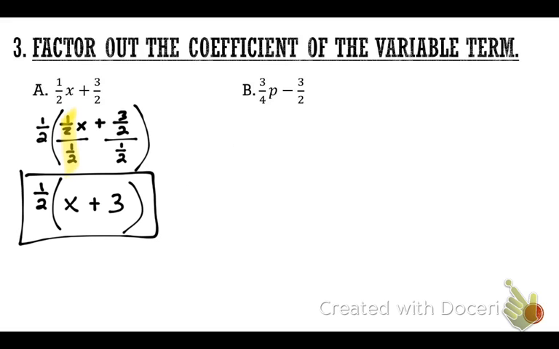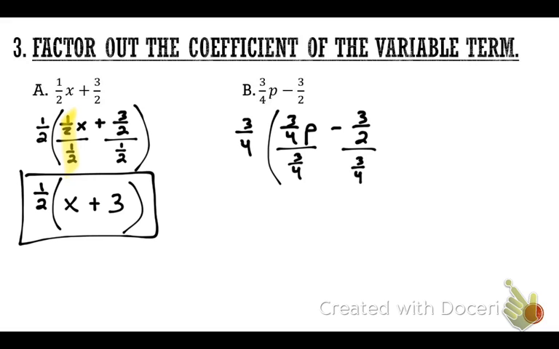So let's do another example just like that. Once again, factor out the coefficient of the variable term. So my instructions are telling me what to pull out. What do I pull out, class? 3/4, okay? So let's go ahead and pull 3/4 out. And then remember, we're just going to rewrite the original problem. But what do I have to divide each term by? By 3/4. You divide by whatever you pulled out of that expression. So I'm going to divide by 3/4 on all terms.